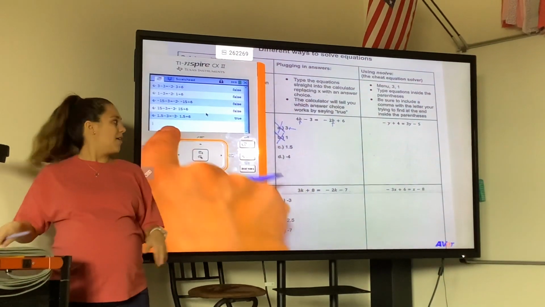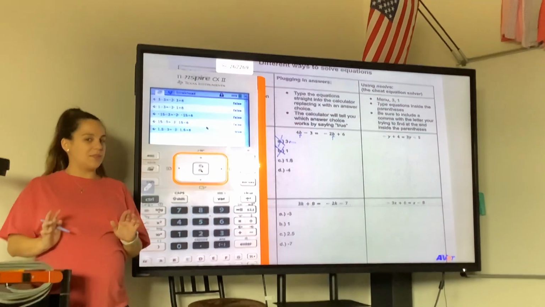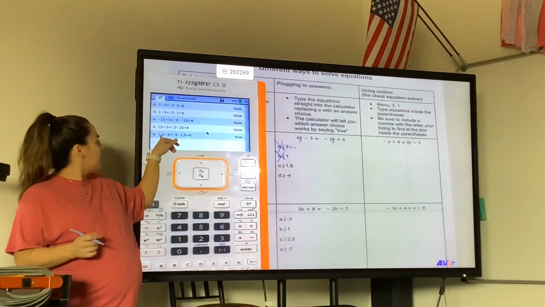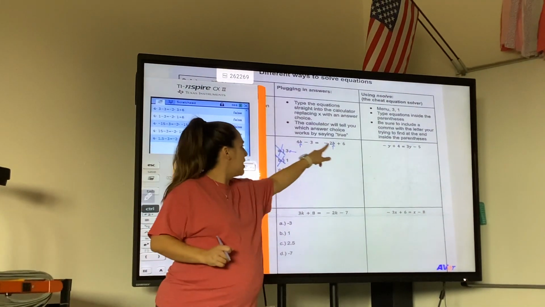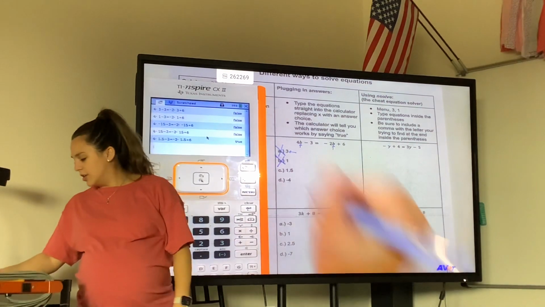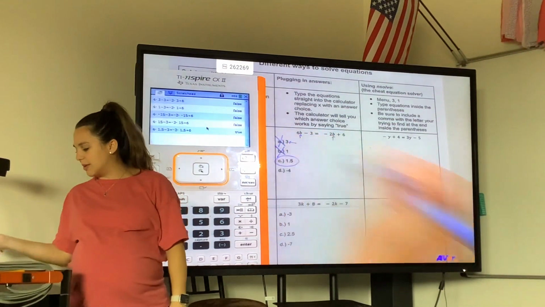So notice how I changed it out. I just had to kind of do some calculations real quick. I changed it out with a 1.5 and a 1.5 in those places that I had the B's, then it originally told me it was true. Okay, so that means this one is my answer.